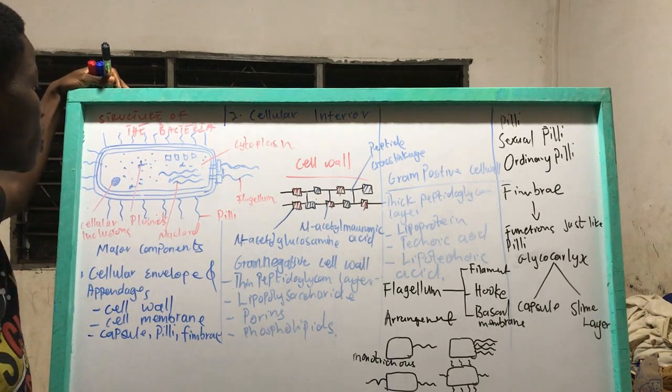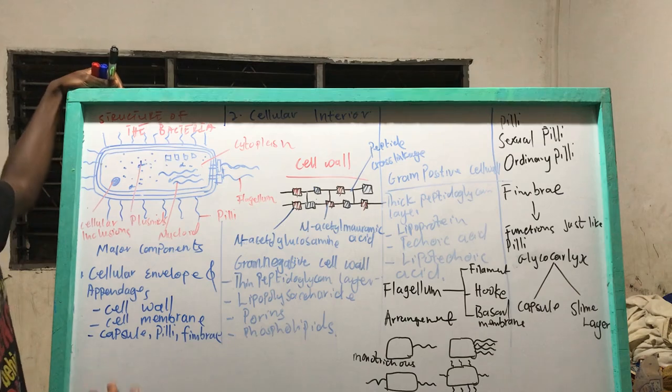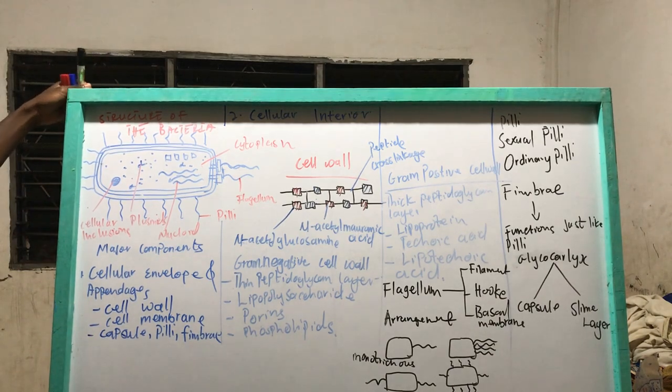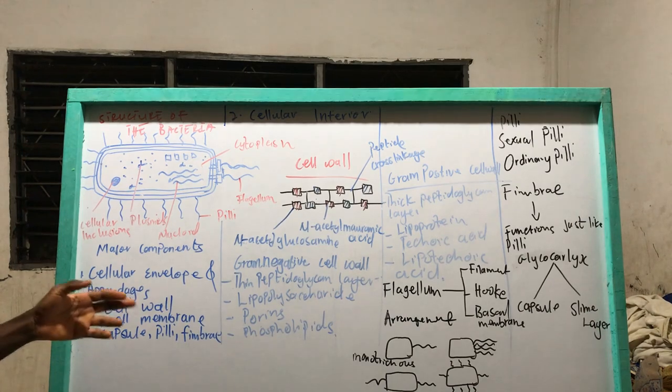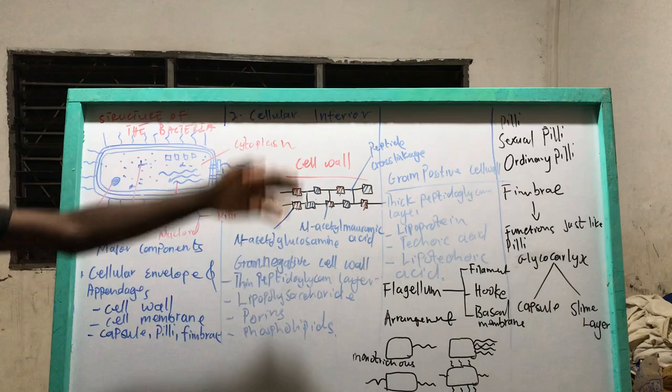In the last video, we talked about the structure of the bacteria. We talked about the major components, being the cellular envelope and appendages and the cellular interior. We talked briefly about the cellular envelope and appendages, so we'll just go over them again and then begin with the cellular interior.